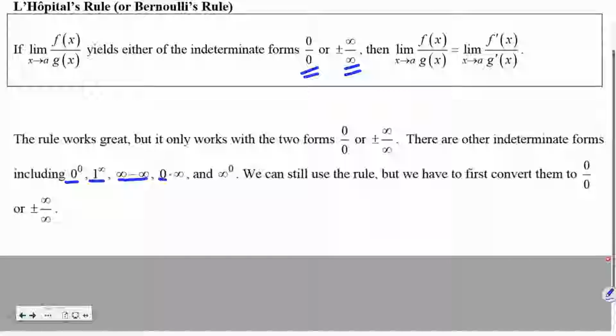Okay? 0 times infinity we will look at today. And then we will not talk about infinity to the 0. That's another one we'll save for BC or Calc 2, whatever you take. But if they were to be this indeterminate form, we would have to rewrite the limit to where it could be a fraction so that we could use L'Hopital's rule. We would have to rewrite it to be 0 over 0 or infinity over infinity. Okay? But let's just start by using L'Hopital's rule.